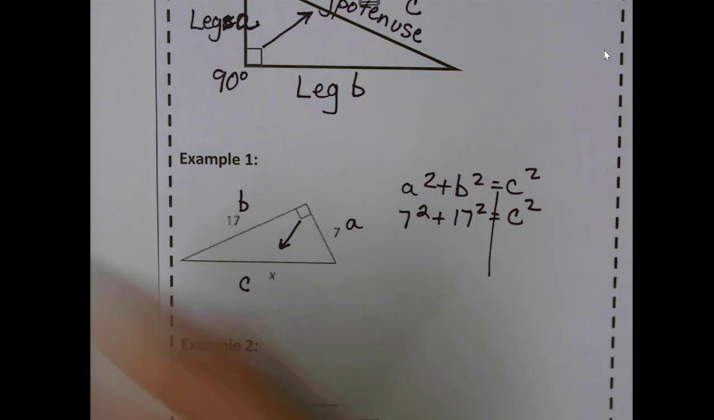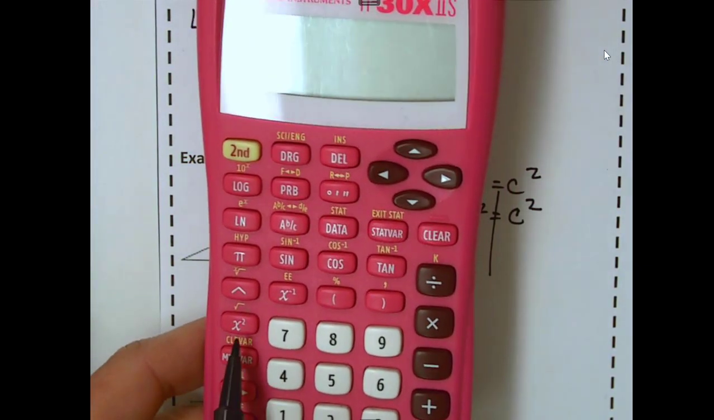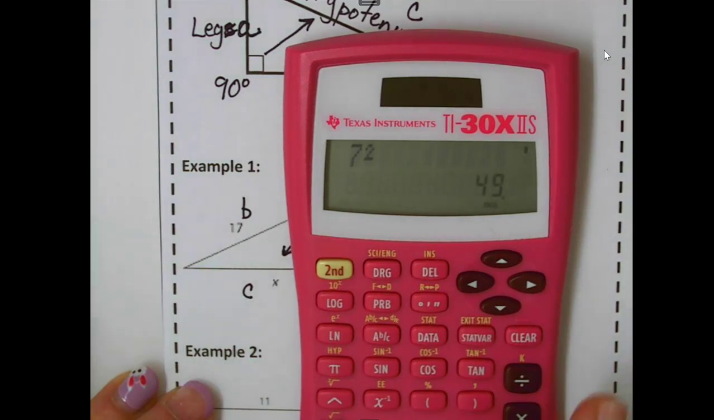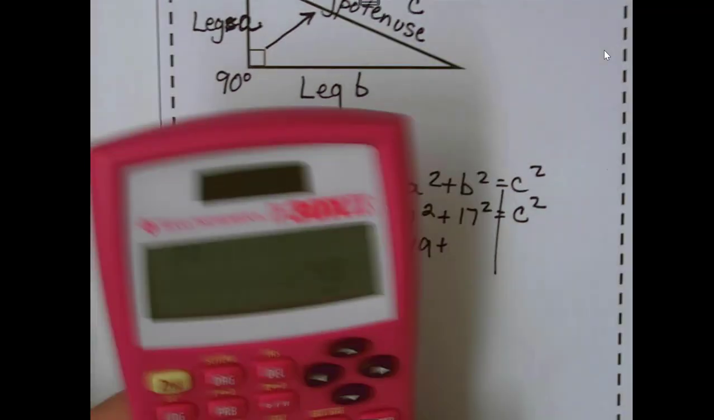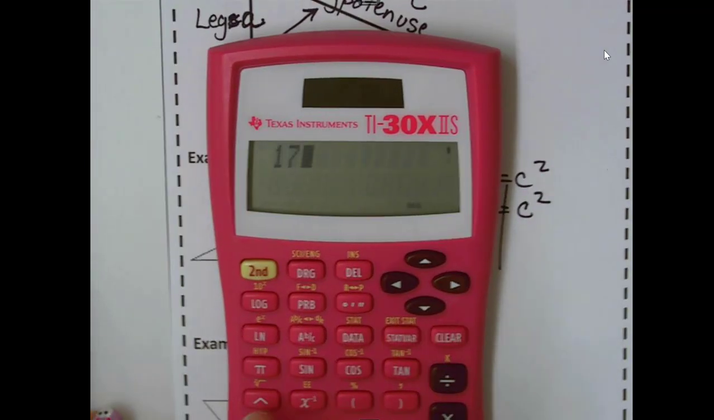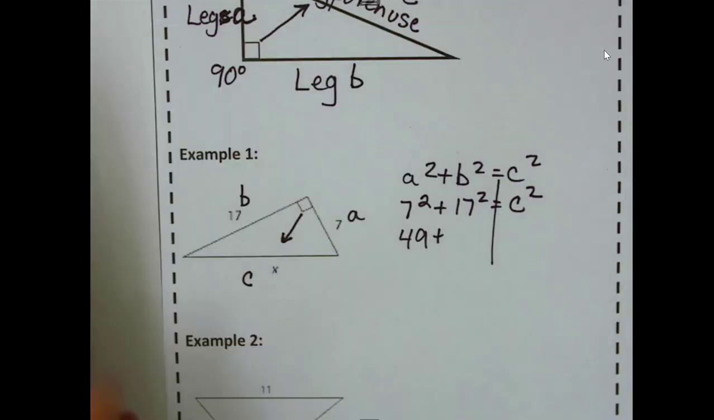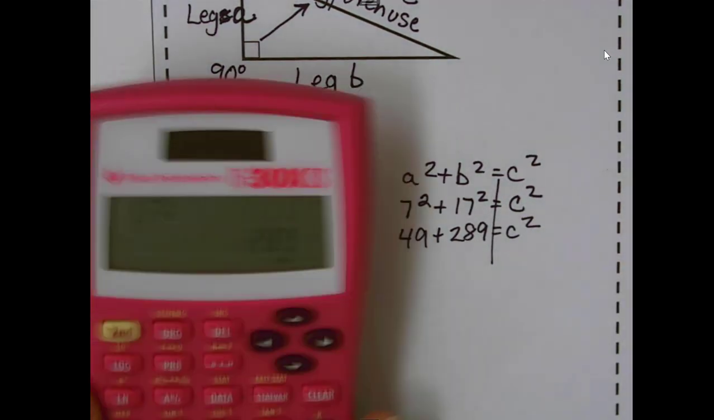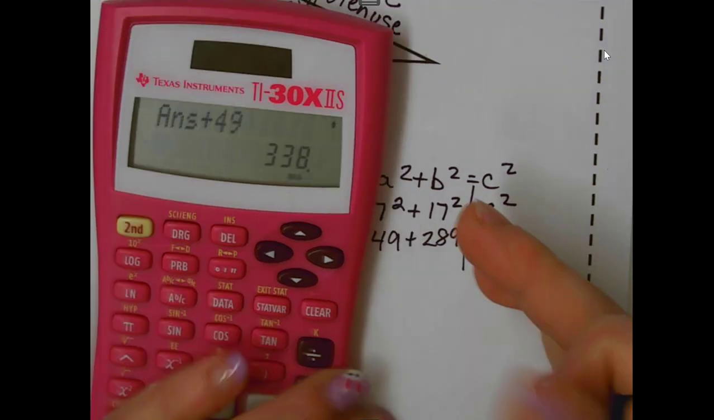7 times 7, remember you can use your squared key. Don't forget about that. To the left of 7, I can type in 7 squared, and that gives me 49. And 17 squared, that value is 289. So 289, have that in my calculator, plus 49, 338.